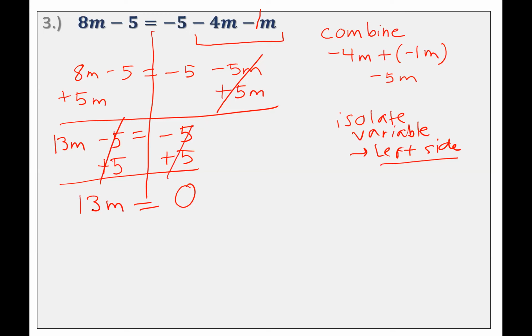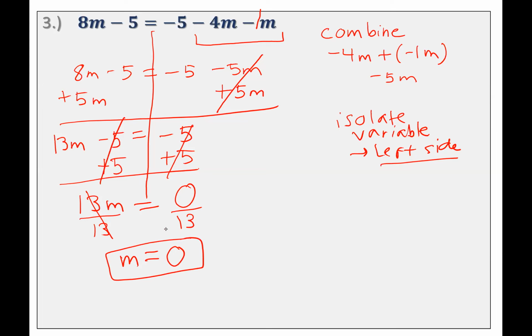So here's what we have, 13m equals 0. Now this might look strange, but we're fine. We can continue. It's okay to have something equal to 0. To finish solving for m, I'm going to divide both sides by 13. So I'm dividing by 13. The 13s cancel out because 13 divided by 13 is 1, so that's 1m equals 0 divided by 13 is 0. So my answer is m equals 0.